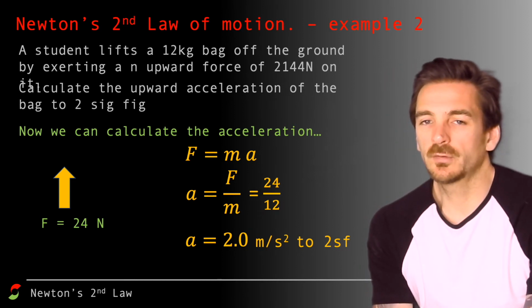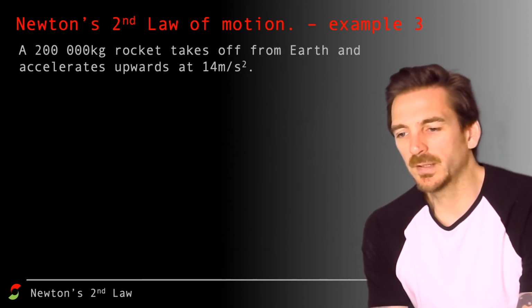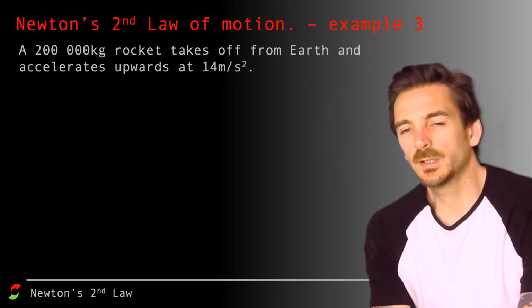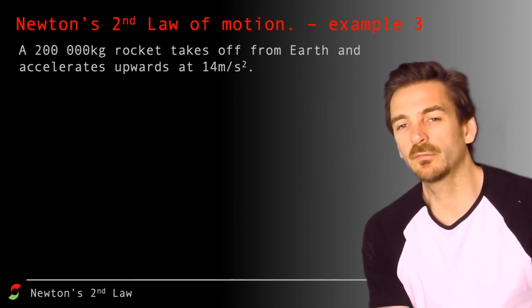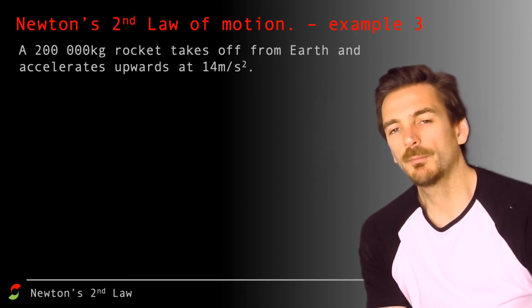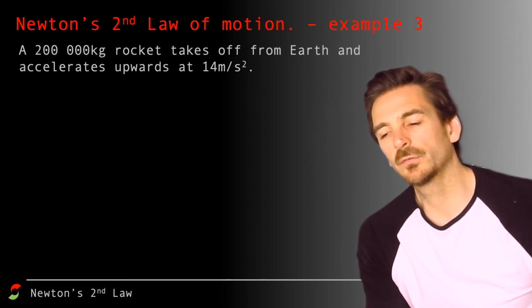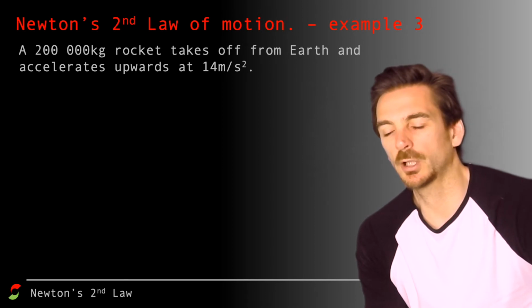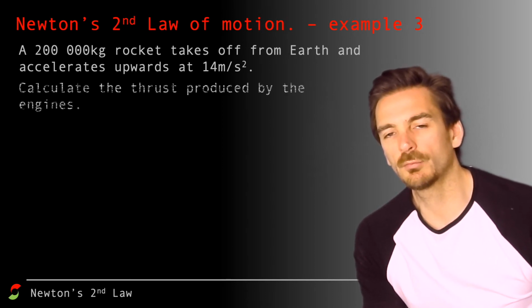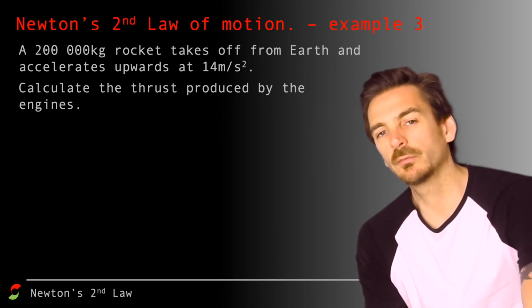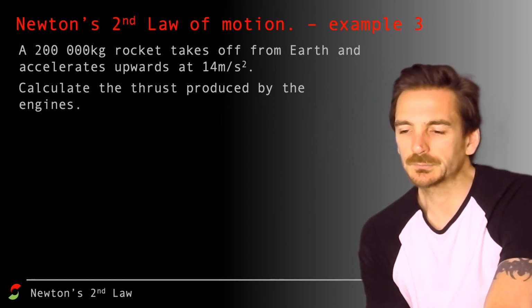So let's have a look at another example, more complicated again. This time we're going to be dealing with a 200,000 kilogram rocket. It's going to take off from Earth at 14 meters per second squared, going upwards. And we're going to calculate the thrust of the engines produced as it takes off.